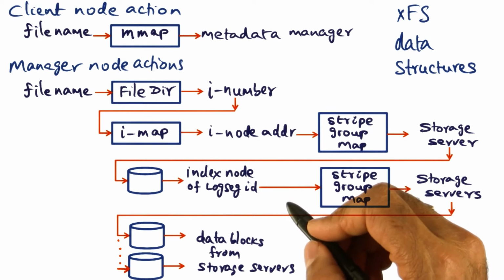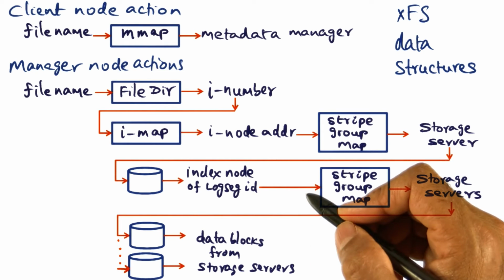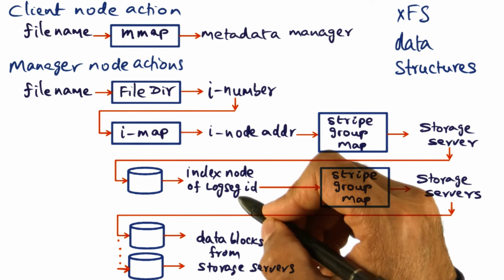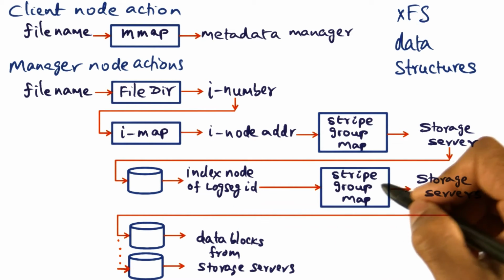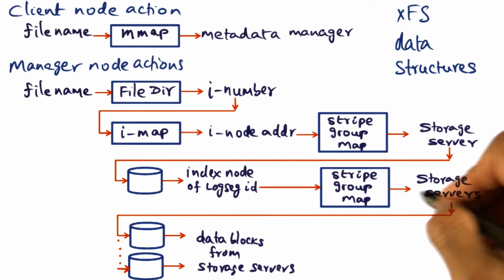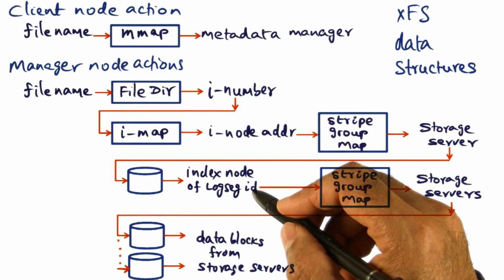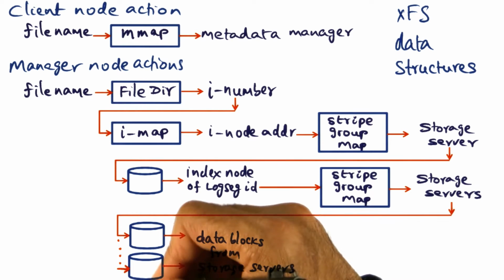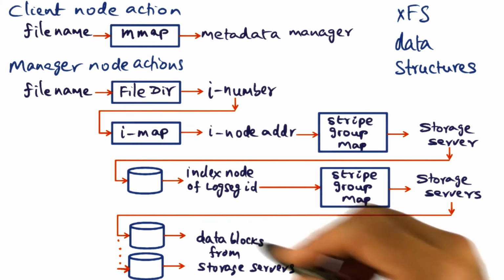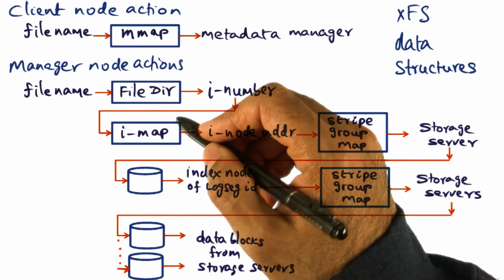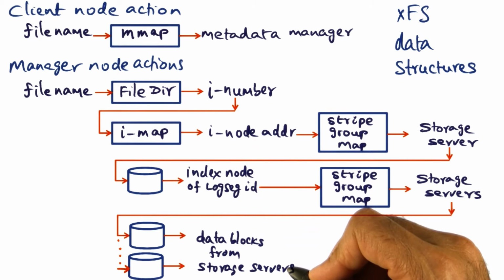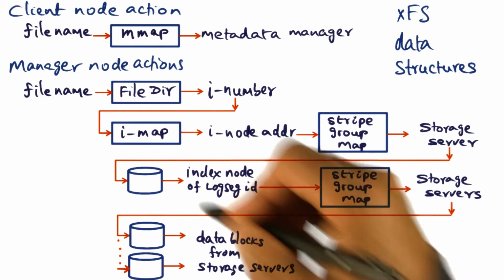I mentioned earlier that every log segment is actually striped on a whole bunch of disks, a stripe group. What is the stripe group associated with this particular log segment? That's the information that it gets from the stripe group map. Once it has the set of storage servers that contain this log segment, it can go to the set of storage servers to get the data blocks associated with this particular file name. That's the entire roadmap of what the manager would have to do to go from the file name to actual data blocks that correspond to that file name.